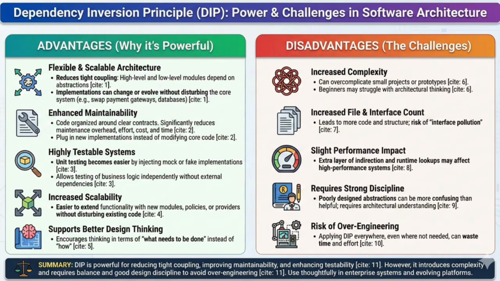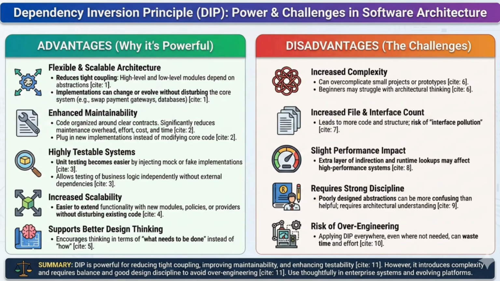In summary, the dependency inversion principle is incredibly powerful because it reduces tight coupling, improves maintainability, enhances testability, increases scalability, and supports clean architectural design. It protects business logic from frequent changes in implementation and ensures systems remain stable, flexible, and future-ready.